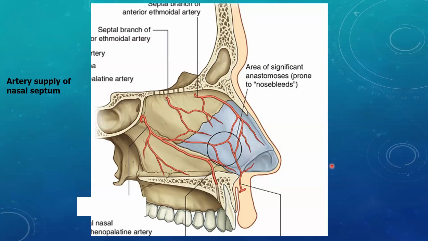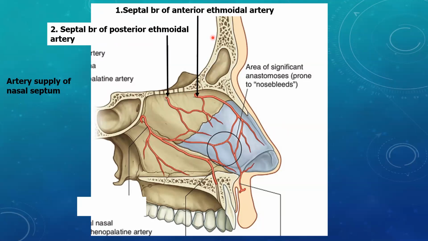The arterial supply of the nasal septum is very important because of epistaxis. Epistaxis is nose bleeding. So the first one is known as the septal branch of the anterior ethmoidal artery. Again, all are septal branches supplying the nasal septum. Second is the posterior ethmoidal artery.